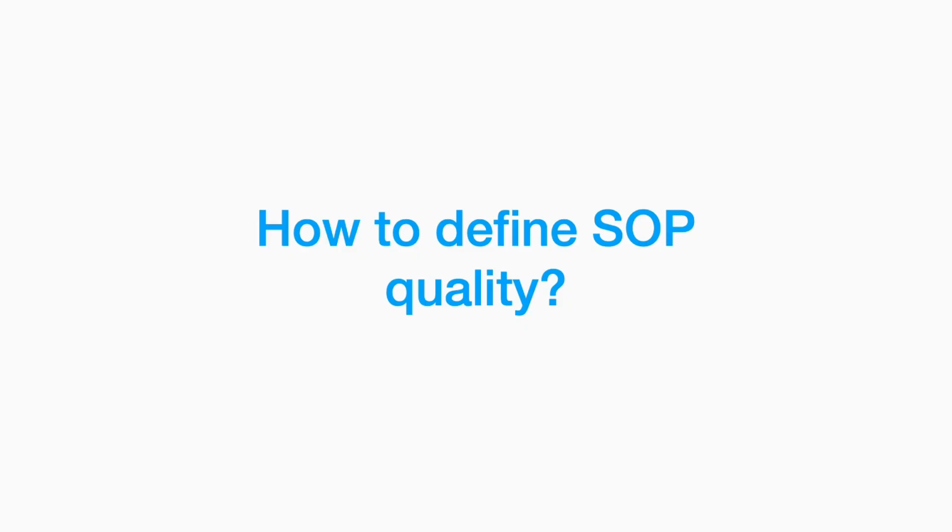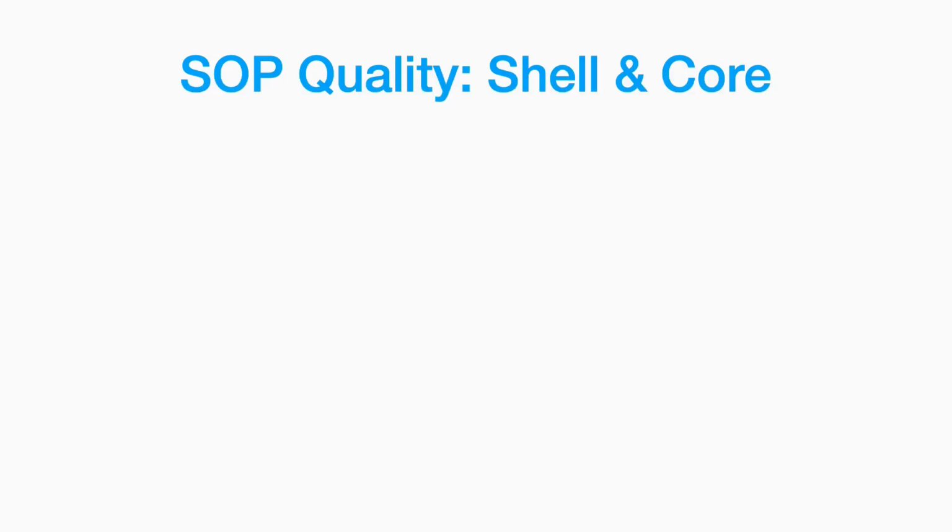And that brings us to the key question. If we would really like to produce high quality SOPs, how do we define SOP quality? What are its key attributes? One way to look at the quality of an SOP is in 2 parts, shell and core. It's like packaging and the thing that's inside the package. Both should be of high quality.